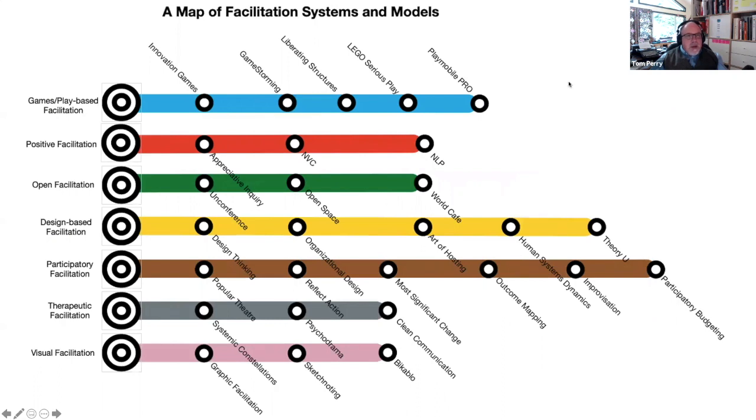That leads us to my map of the systems and methods for facilitation here. And this represents all of the facilitation methods that I could find. In aggregate, I believe there are 28 of them at this point. And so I've categorized them according to their similarities. So as you'll see along the left-hand side here, there are games or play-based facilitation techniques, positive facilitation techniques, open facilitation methods, design-based facilitation, participatory facilitation, therapeutic facilitation, and visual facilitation.